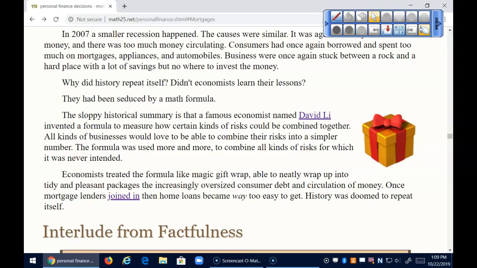So they used this formula for other kinds of risks and other kinds of scenarios, which it wasn't supposed to be used for. And once the mortgage lenders joined in and treated mortgages that wouldn't get paid back as a risk you could bundle in this formula, which they weren't meant to be, then this was going to happen again. So there we go. In a certain way, a math formula caused the recent recession.